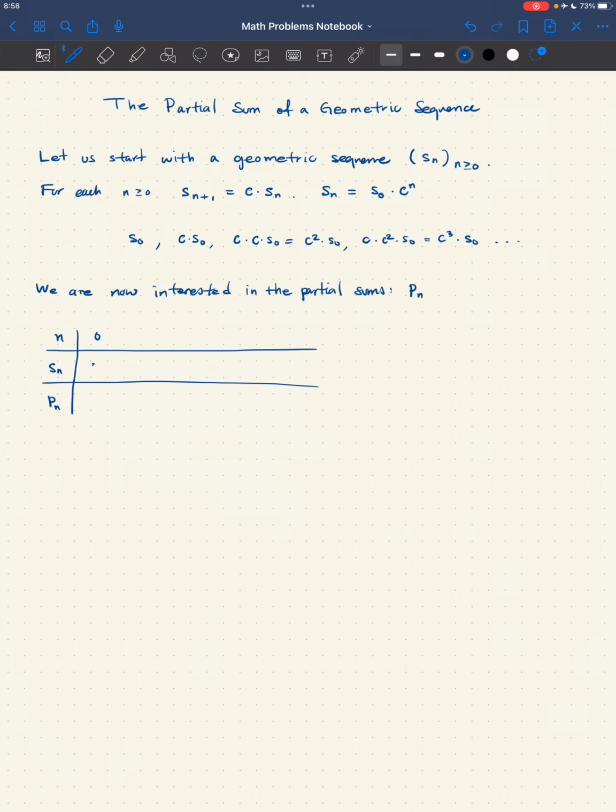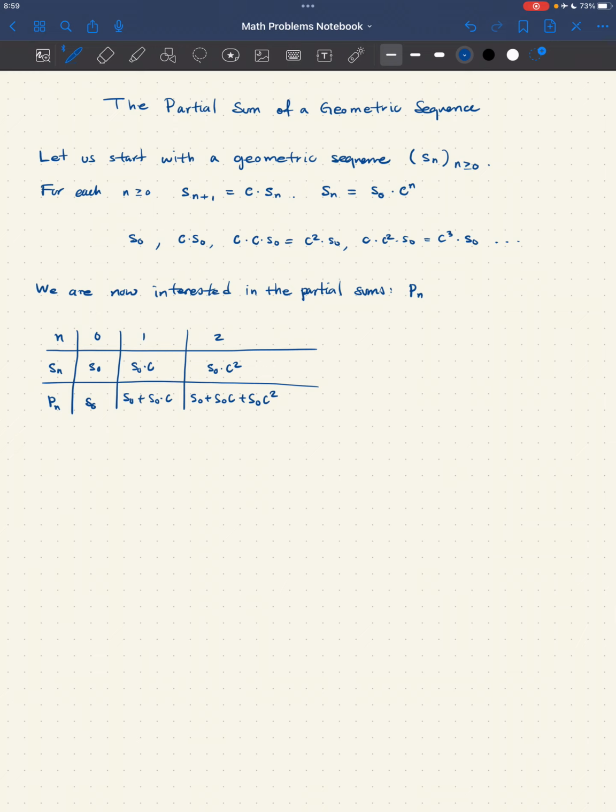Initially, we have S0, and the partial sum is exactly that term. On the next one, we have 1, and of course S1, but S1 we know is S0 times c. So now the partial sum is S0 plus S0 times c. Then the next one is going to be S0 times c squared, but that goes for the term of the sequence. Now for the partial sum, it would be S0 plus S0c plus S0c squared.